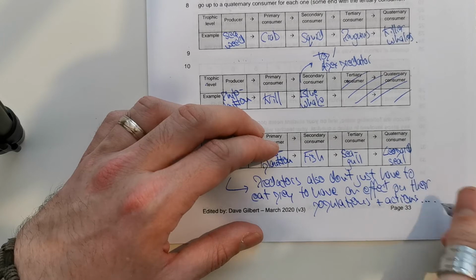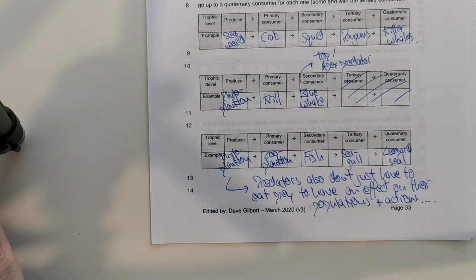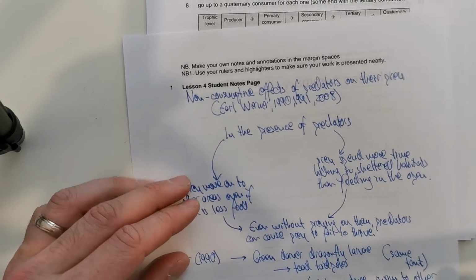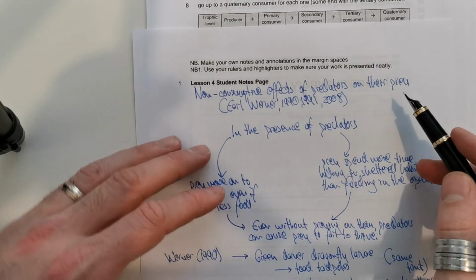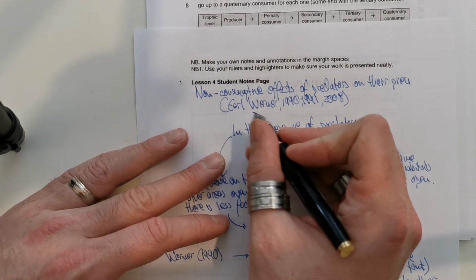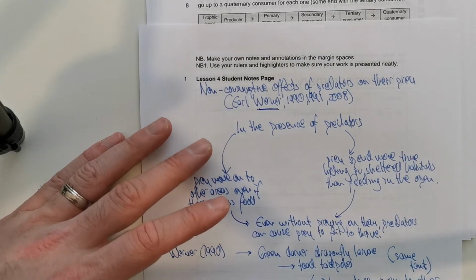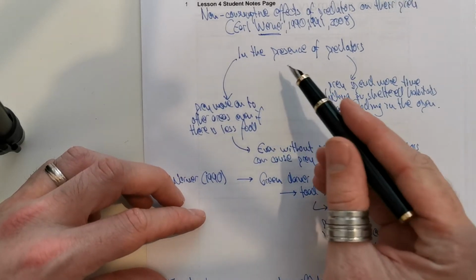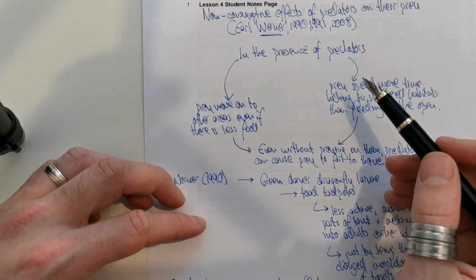If you just turn to your notes page, you might actually want to take a little bit of extra notes on this just to get your head around it. What we call this fact, when predators have an effect on the population not just through eating them, is the non-consumptive effects of predators on their prey. This was a proposition put forward by a biologist called Earl Werner in the 1990s and also late 2000s.